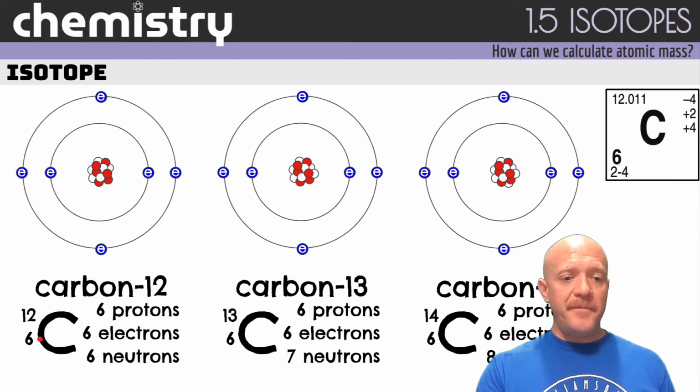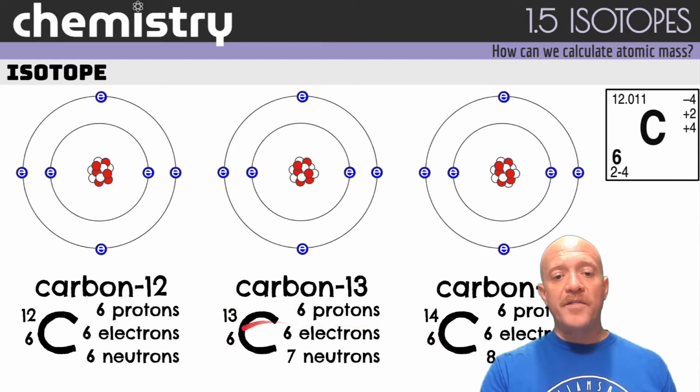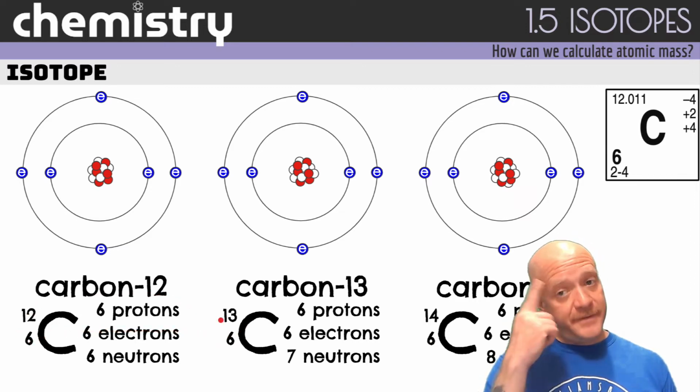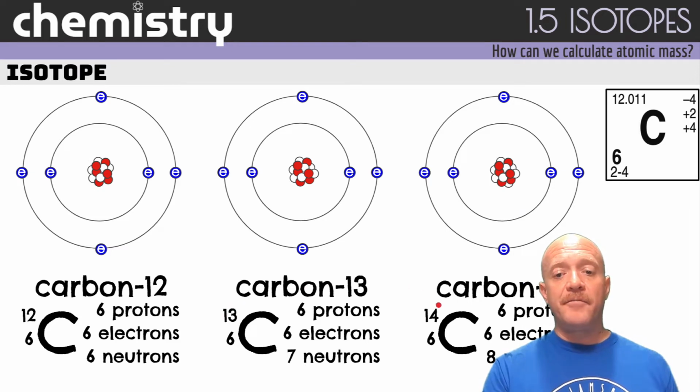This bottom number right here refers to the atomic number, or the number of protons. The top number here, and this you need to remember, refers to the atomic mass. And that again is the number of protons plus neutrons. So if you look here, 12 is 6 plus 6, 13 is 6 plus 7, and 14 is 6 plus 8.